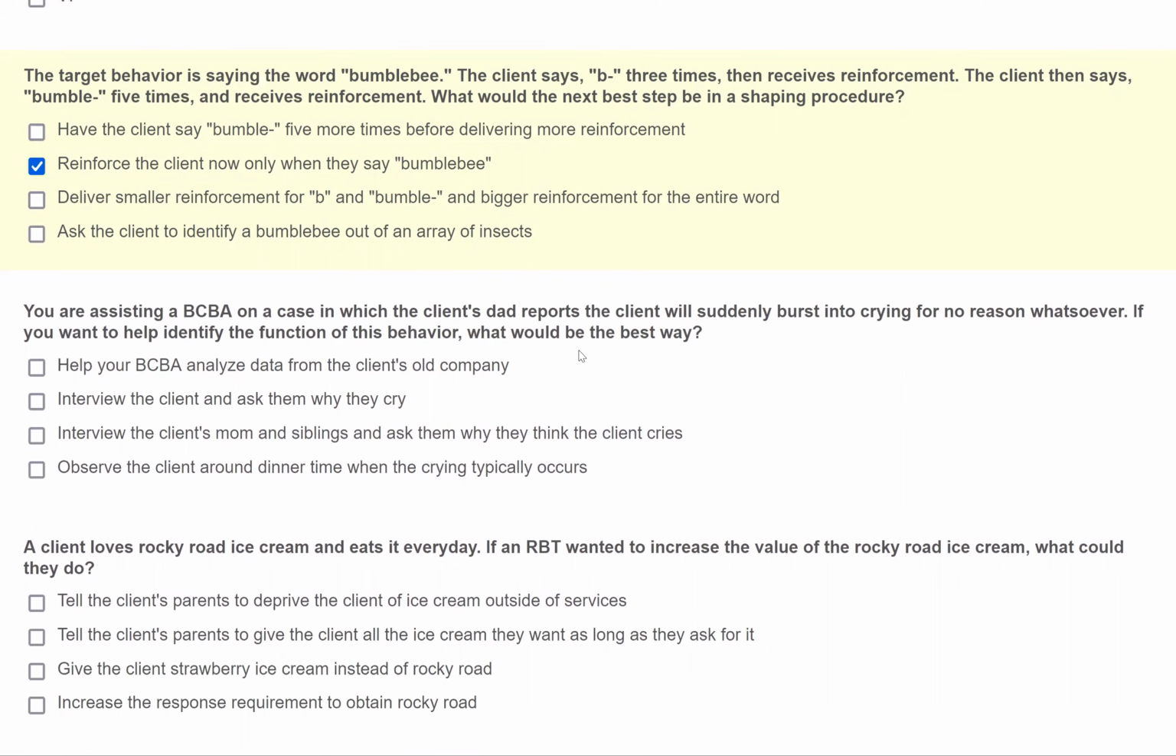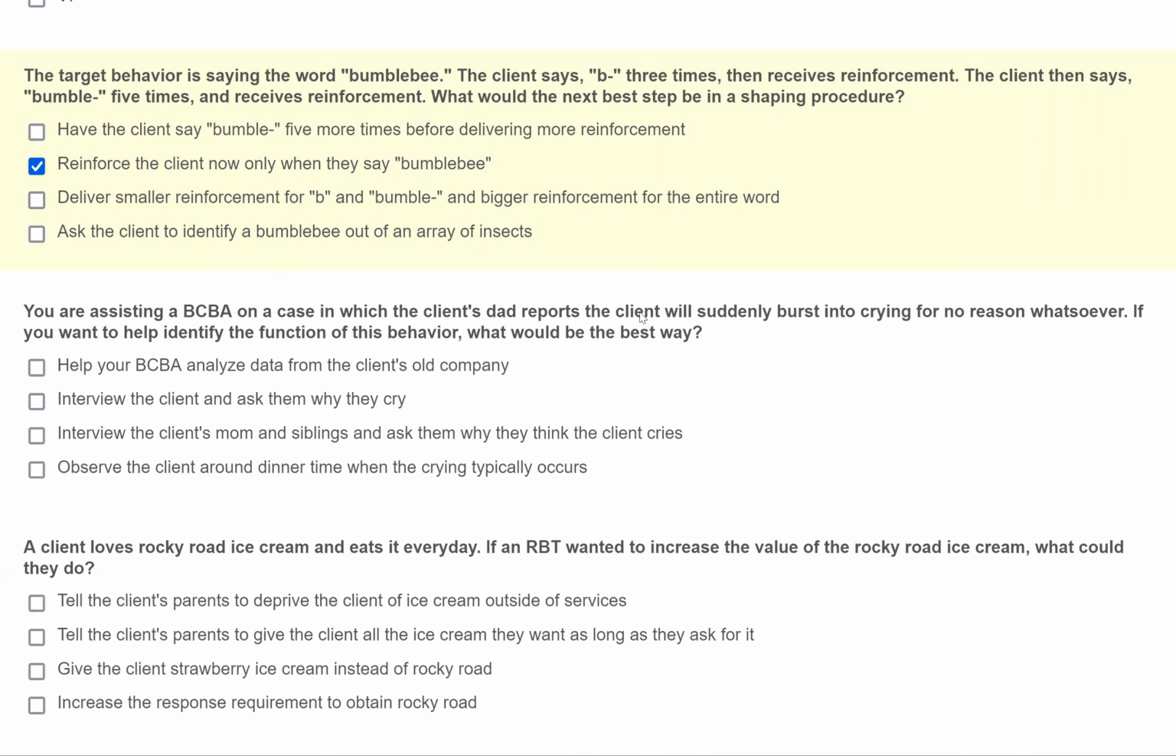Now, we know, based on our training and our science, behavior happens for a reason, so we're not going to accept this answer as fact. We need to actually identify why it's occurring, right? Antecedents, consequence, etc. So let's assume you're assisting on this case, okay, and you want to help identify the function. What do we need to do? A, help your BCBA analyze data from the client's old company. Might be helpful, right? But just looking at the data of this behavior, when we're not even sure what data we're looking at, isn't going to be the best way to see why this behavior is happening, okay? We haven't seen the behavior occur.